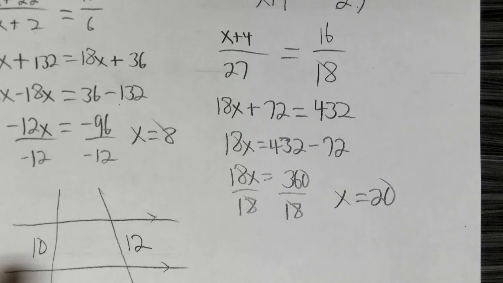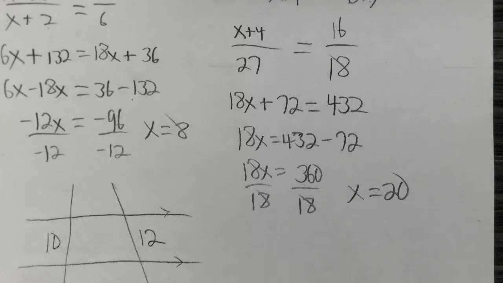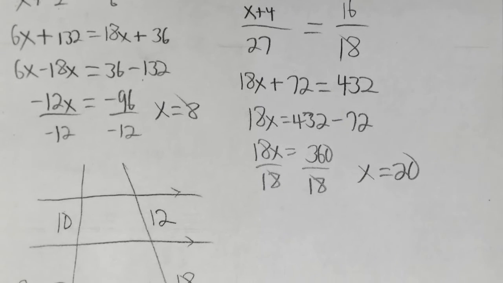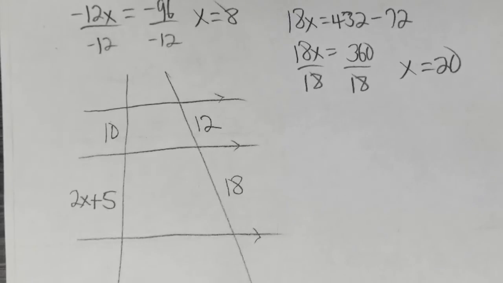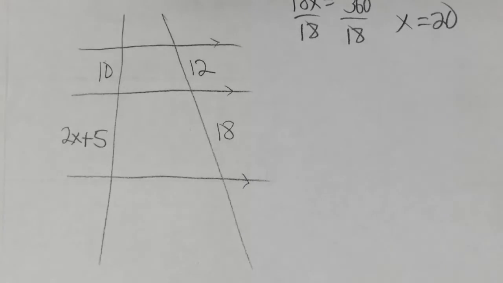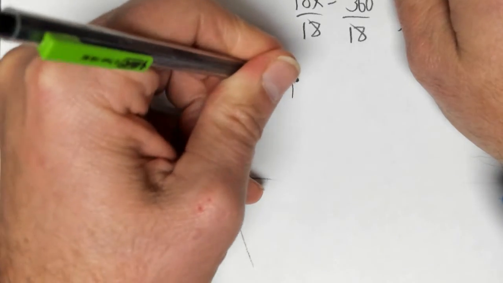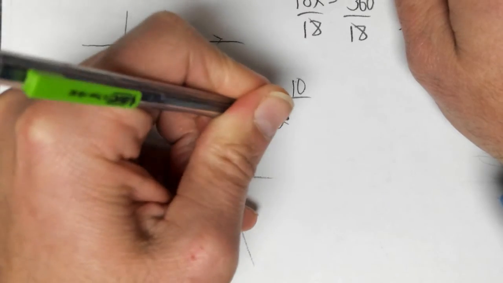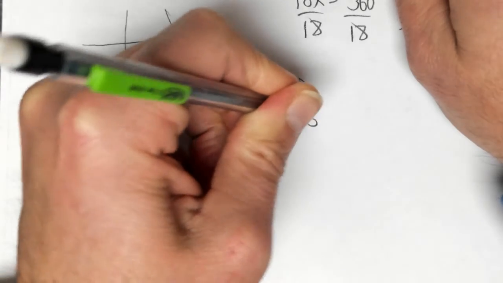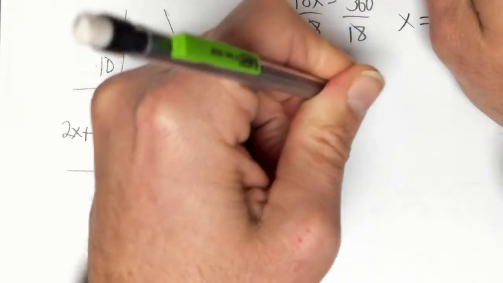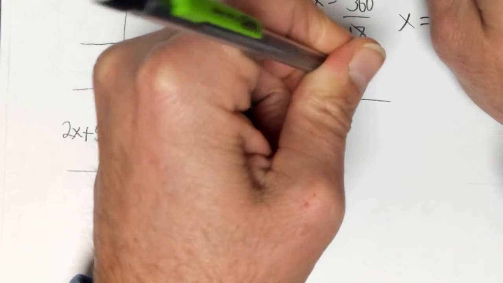Okay? So again, it's all about making sure that you write out the correct fraction. Okay, so now this next problem is where we will use that second theorem that we looked at. We have three parallel lines cutting two transversals, right? And so it cuts them into proportional parts. So my first fraction is 10 over 2x plus 5, and I'm going to set that equal to the other fraction, which is going to be 12 over 18.